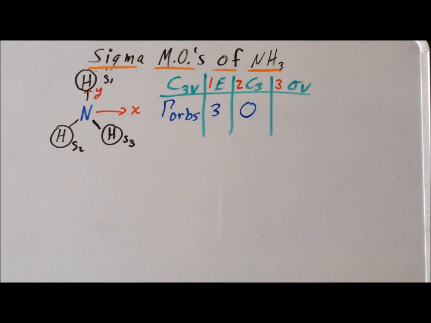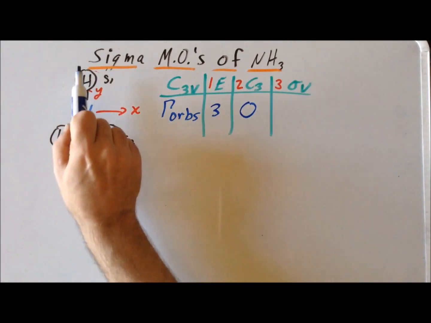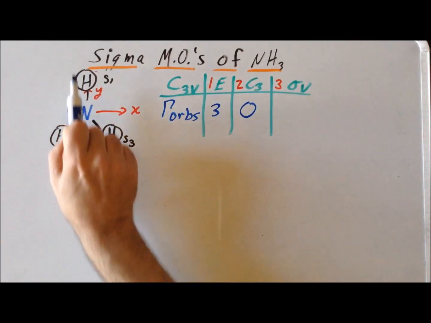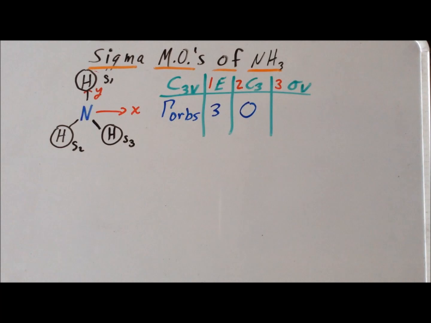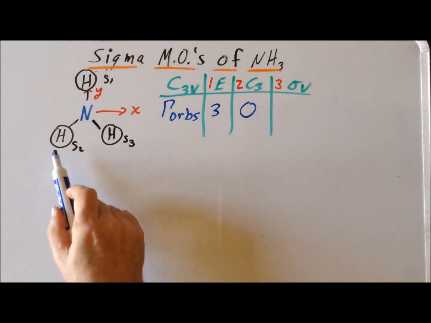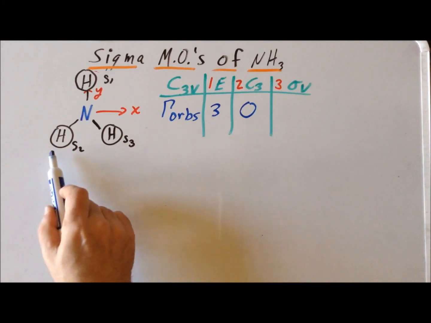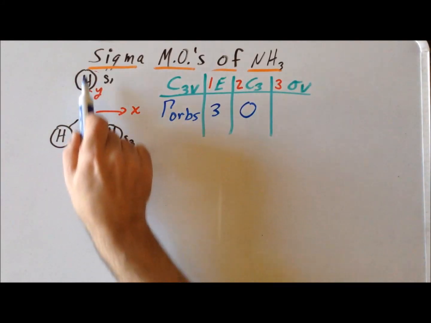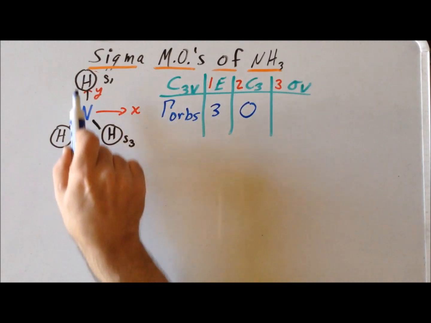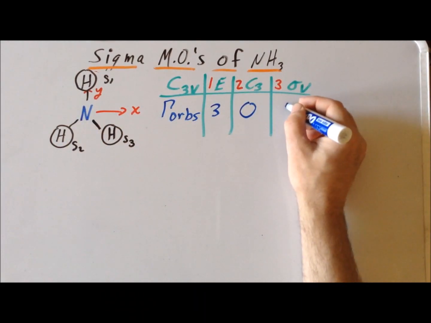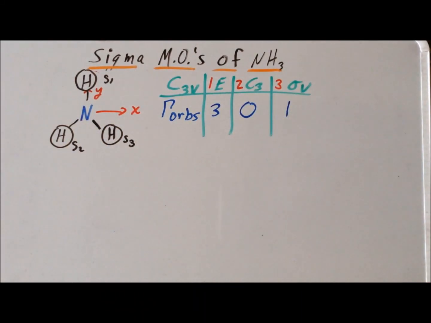If we take the vertical mirrors, so one of the vertical mirrors is going perpendicular to the whiteboard along the y-axis, we see that S2 gets reflected as S3, S3 gets reflected as S2, but S1 gets reflected to itself. Since it stays put, the character for the reducible representation here is going to be a 1.